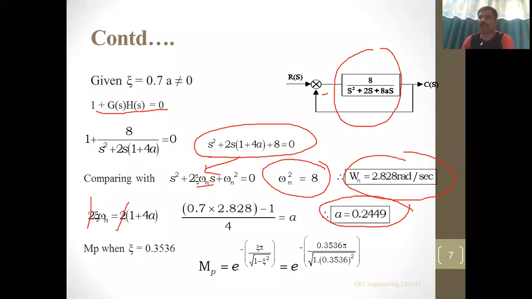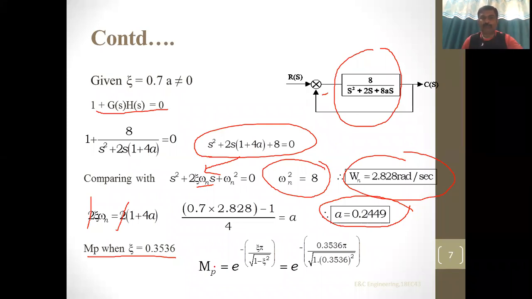First case, in the absence of a, we evaluated xi and omega n. In the second case, with the consideration of a and xi equal to 0.7, we evaluated the value of a as 0.2449. Is it okay? Next, what do we need to determine? We need to determine the maximum overshoot with two different values of xi. One is 0.3536 for a equal to 0 and one more is xi equal to 0.7.